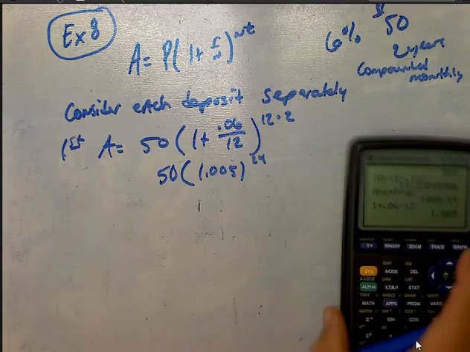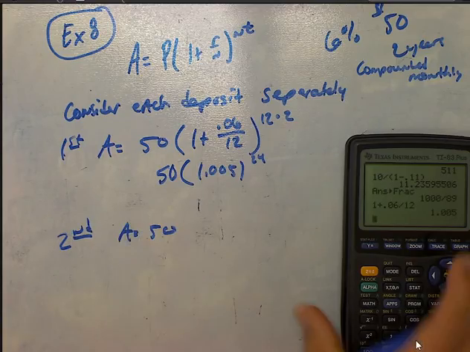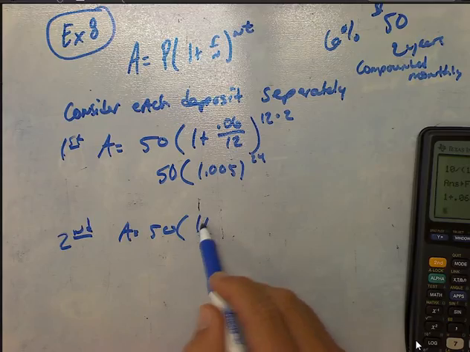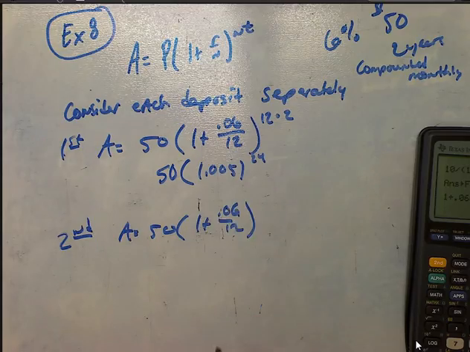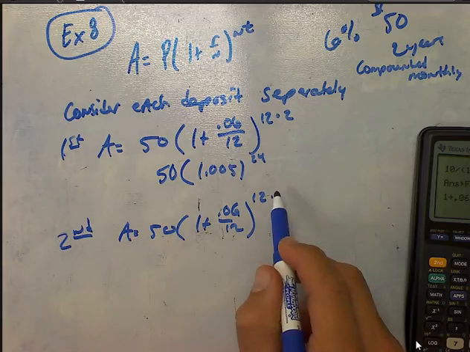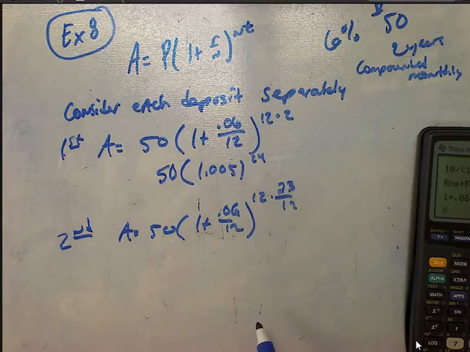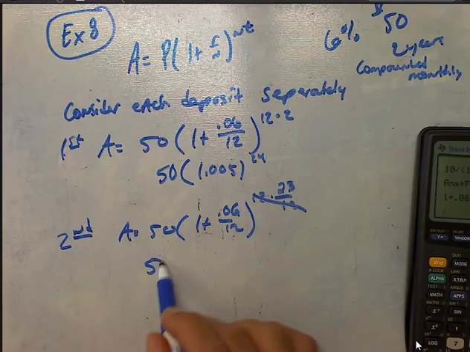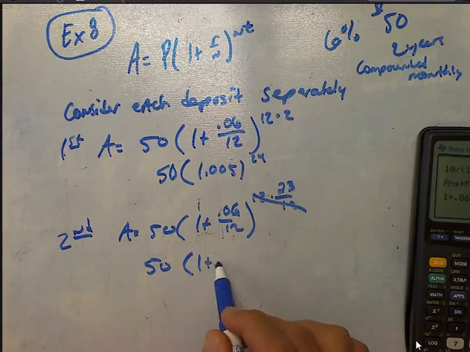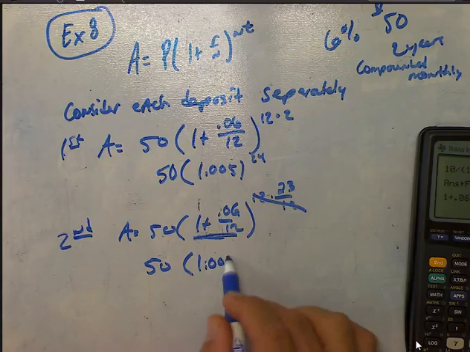For your very second deposit of 50 bucks, the amount is going to be $50 times 1 plus 0.06 divided by 12 for 12 times. This is where it changes a little bit. The second deposit will not be in there for a full 2 years. It'll only be in there for 1 year and 11 months. So we use the fraction 23 twelfths. Well, the 12s cancel, and you get 50 times 1.005 to the 23rd power.